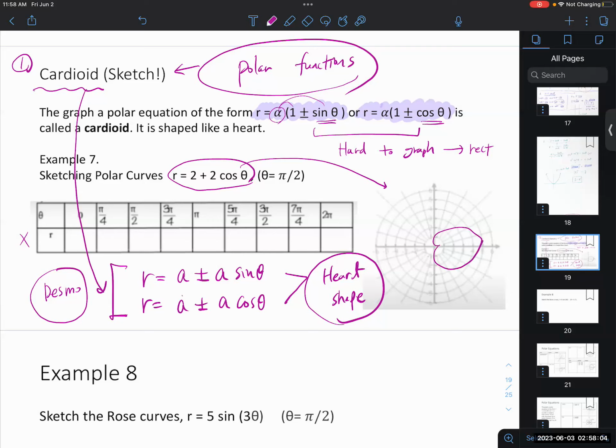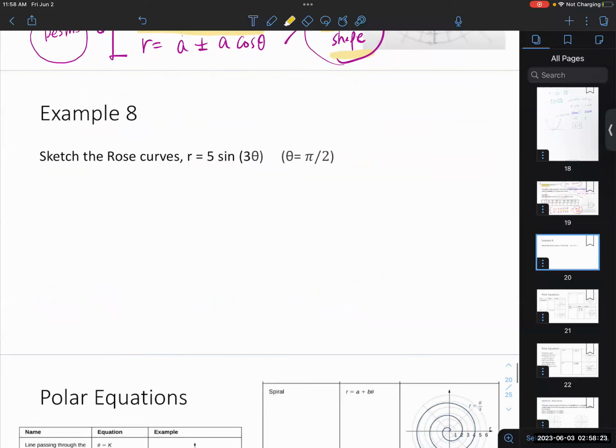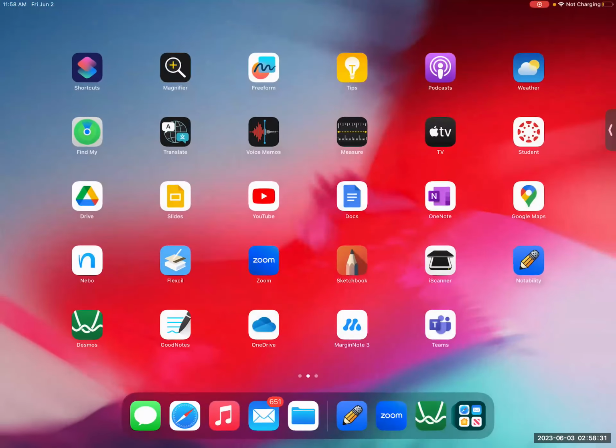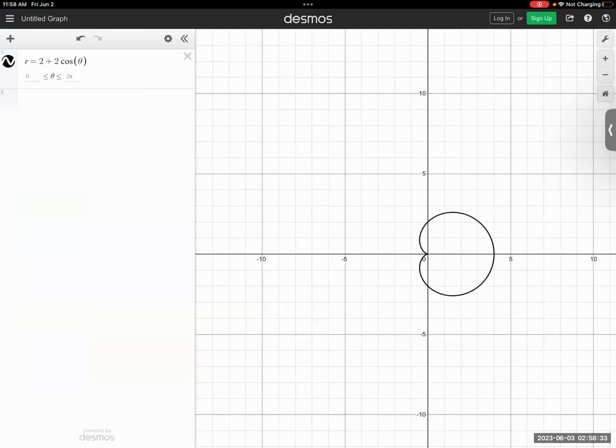Okay, so remember, cardioid is a part of the polar function. And when you graph it, they're going to create the heart shape. And the function of the cardioid is R equal to A plus minus A times the sine theta or cosine theta. So likewise, I can show you more. How about this one? What if you have R equal to 5 times the sine 3 theta? So let's go back to Desmos. So I'm going to get rid of it.